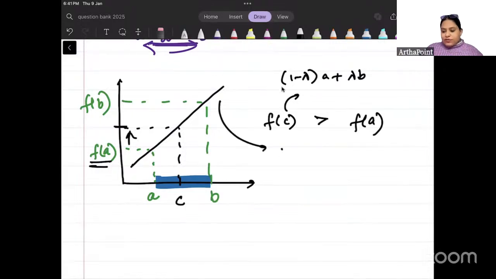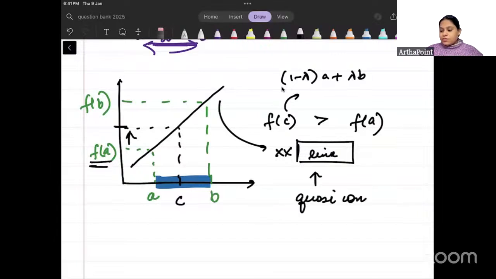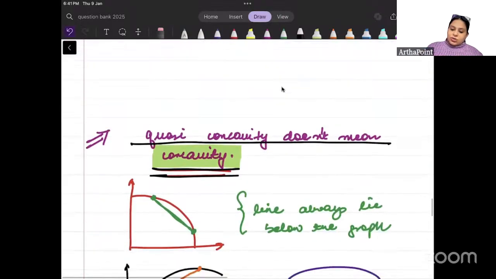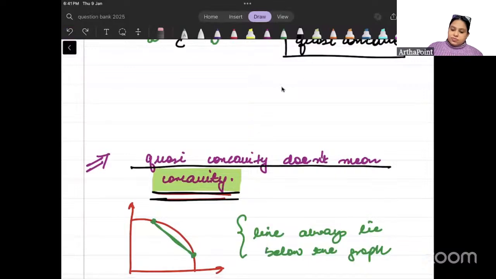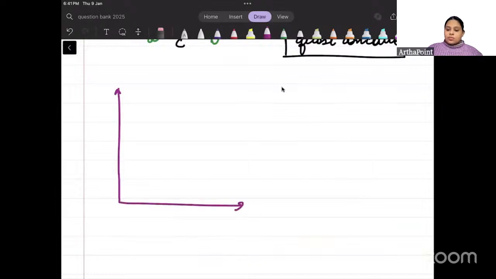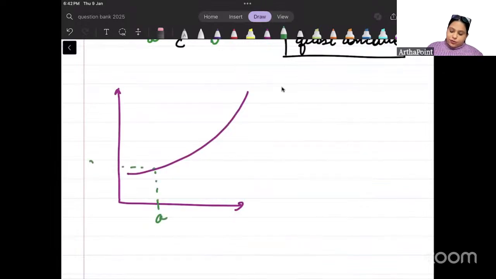But this is not concave. This is a line. It is not having a concave curvature. So even a line is quasi-concave. It is quasi-concave in nature. It is following that property. Now let's take the third one. Suppose I draw a curve like this. Right? I take a point A. This is f of A. I take a point B.